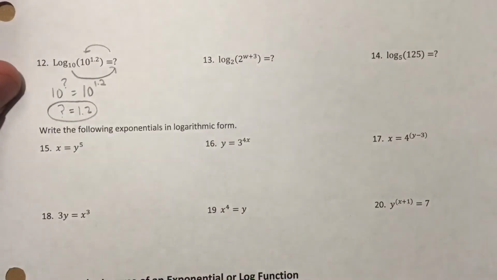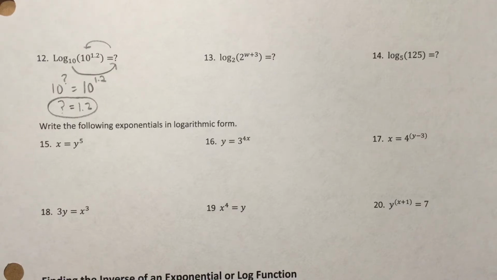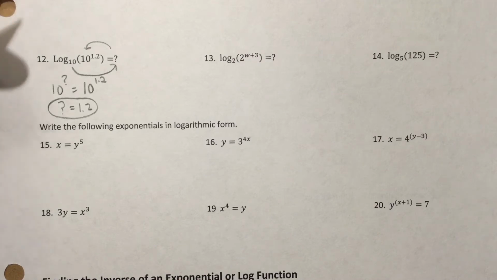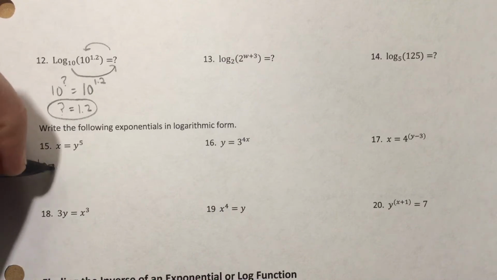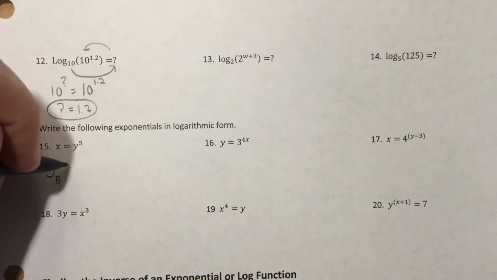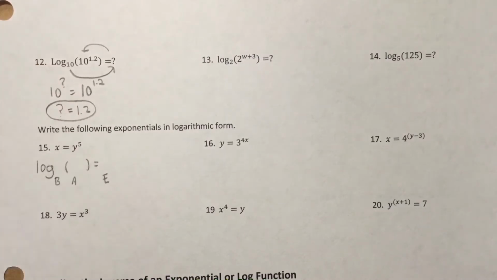All right, for 15 to 20, it says write the following exponentials in logarithmic form. So now we're doing the reverse process. These are our exponentials. We want to write them in logs. So this is where the BAE may really come into play. So we're going to write log, base, answer, exponent. So that might help you.